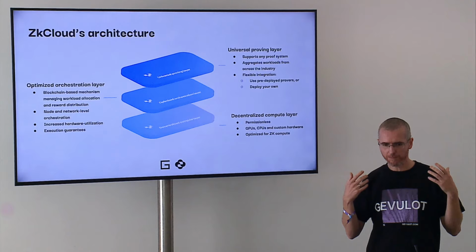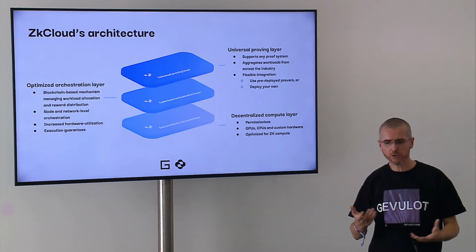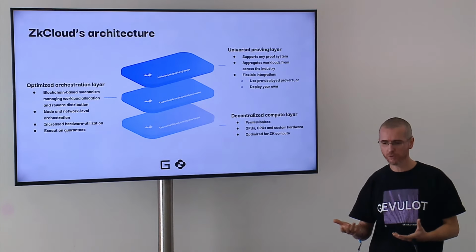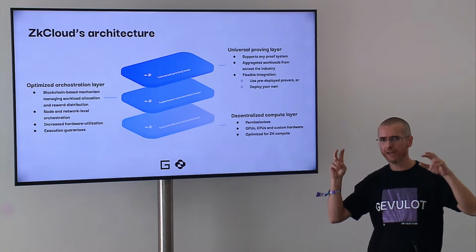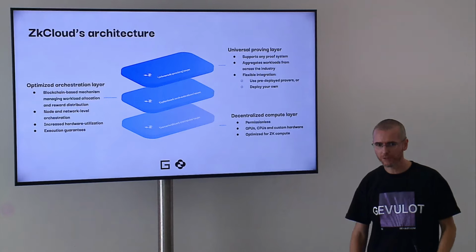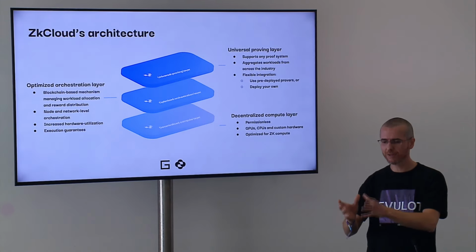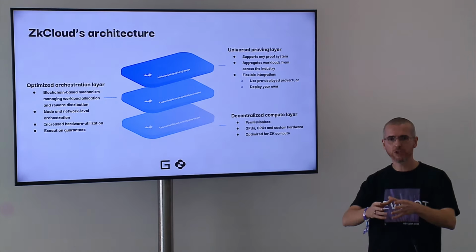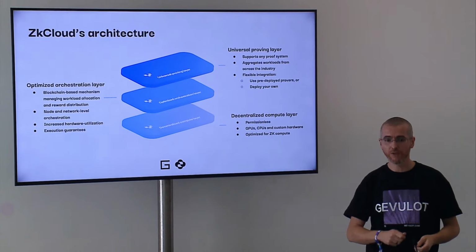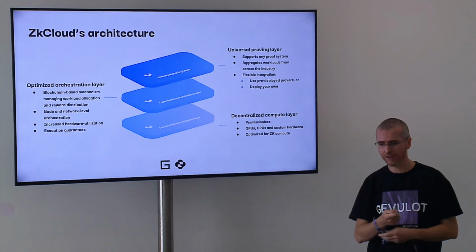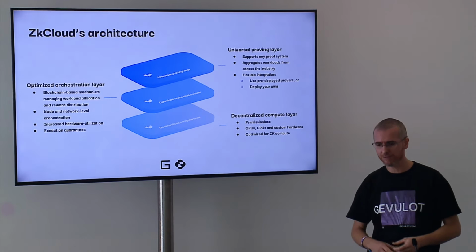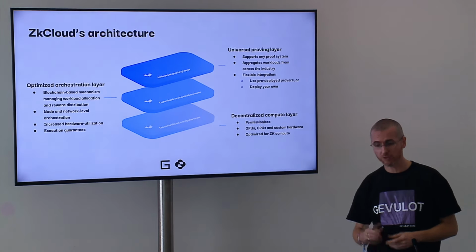So as a user, people can use the pre-deployed programs on the network, but you can also deploy your own. So it's kind of like bring your own prover binary. If you want to take an existing prover, make your own optimizations, and you want a platform where you can deploy it and then get proofs cheap, fast, in a decentralized way, then the ZK Cloud is very well fit for that.